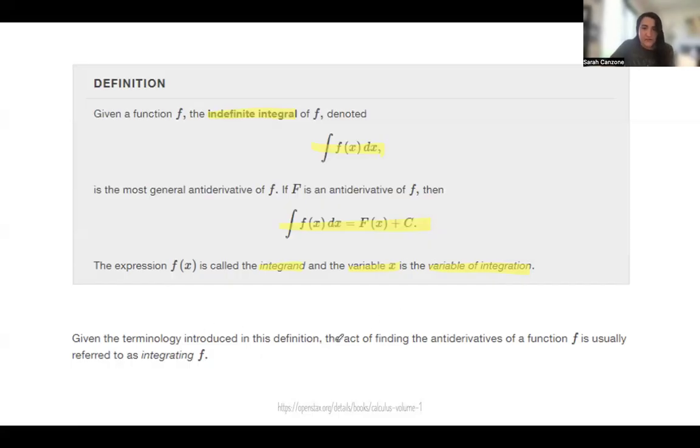Given this terminology, the act of finding antiderivatives is called integrating. So same exact thing, we'll say, integrate this, you are integrating this. It's all used synonymously. You just wouldn't say you're anti-deriving. That's not usually something that we'll say. So we'll say that you're integrating f.